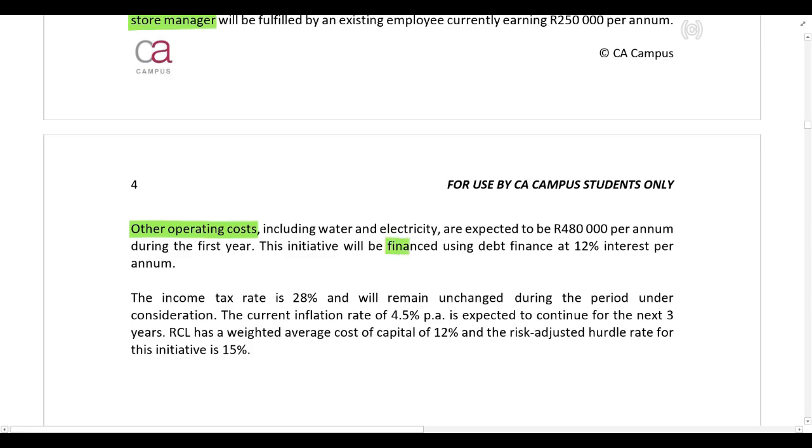This initiative will be financed using debt finance at 12% interest per annum. The income tax rate is 28% and will remain unchanged during the period under consideration. The current inflation rate of 4.5% per annum is expected to continue for the next 3 years. RCL has a weighted average cost of capital of 12%, and the risk-adjusted hurdle rate for this initiative is 15%.